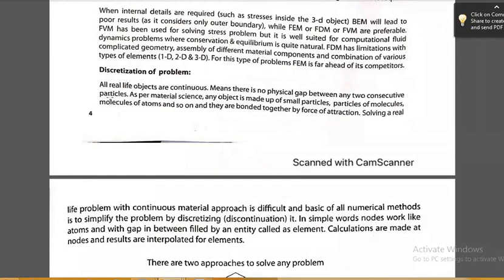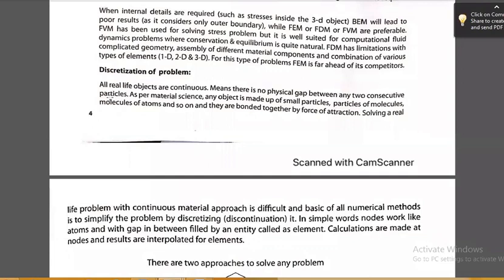Two consecutive particles means what? As per the material science concept, this object is made up of small particles, connected with small atoms. So there is no physical gap between the two particles. Such a problem is considered to be a continuous problem. But we cannot solve a continuous problem by using our simple theories, meaning our basic laws or basic principles. We cannot apply our basic principles or basic theories to these continuous models.